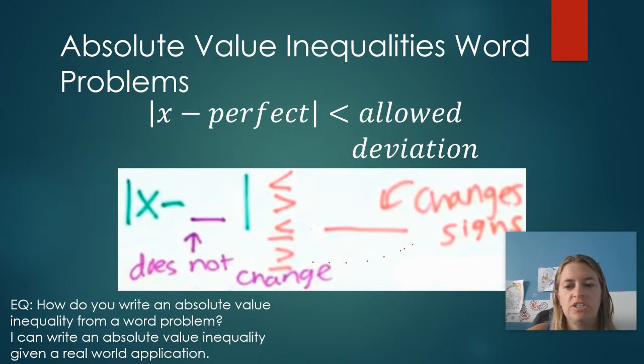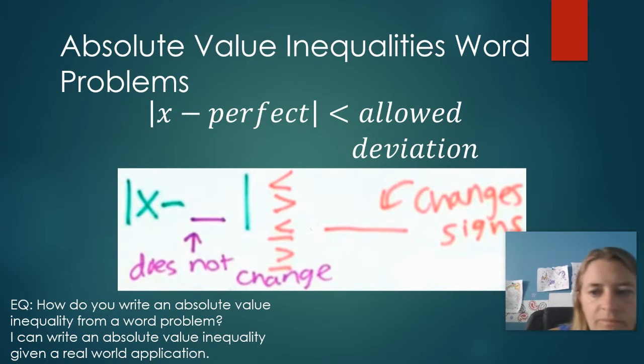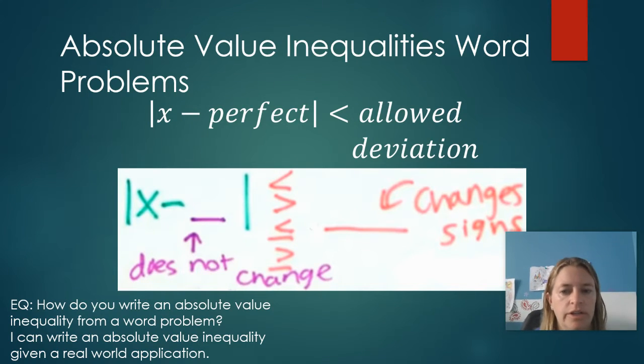So here's the image that you saw in the Edpuzzle on Friday, or Thursday, depending on when you watched it. And here's another way of talking about it. It's absolute value of x minus whatever is that perfect amount, the one that's unchanged. And then this one is the one where you're going to either add or subtract to that number. Allowance deviation is what we call it, okay?